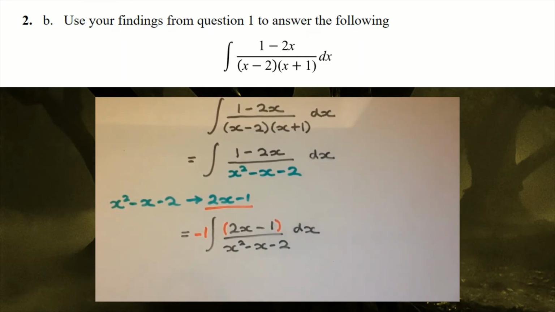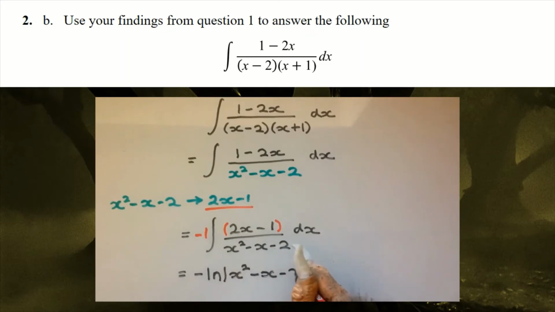So the final answer will be, here we go, negative natural log of the modulus of x squared subtract x subtract 2 plus c. And there we go. If you like, it's a nice exercise to try and differentiate these answers and show that you actually get back to the original integrand. Okay, and we'll stop there.